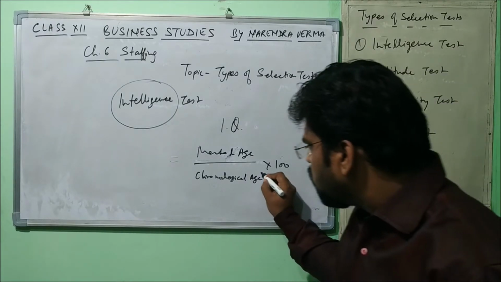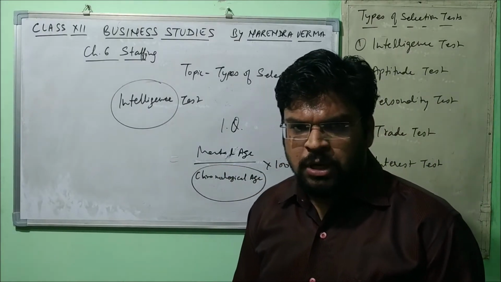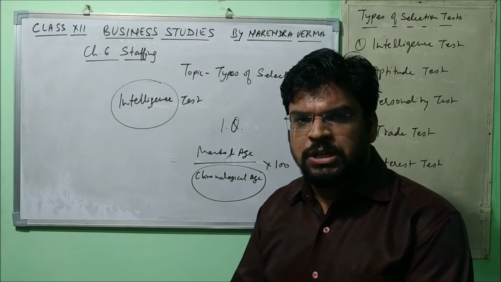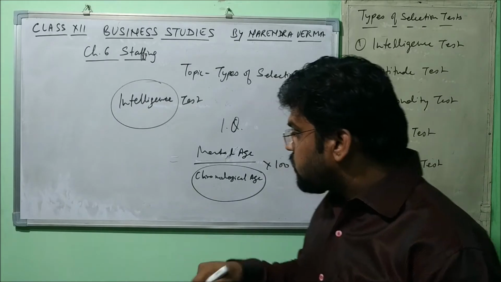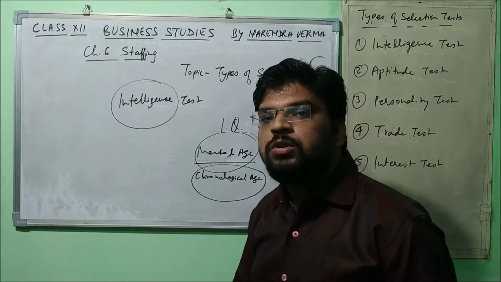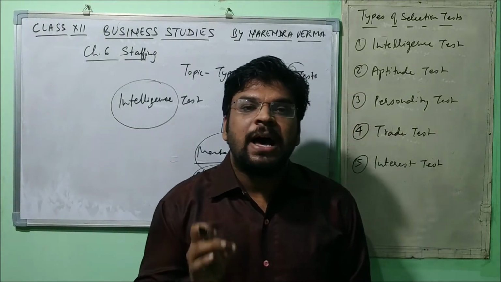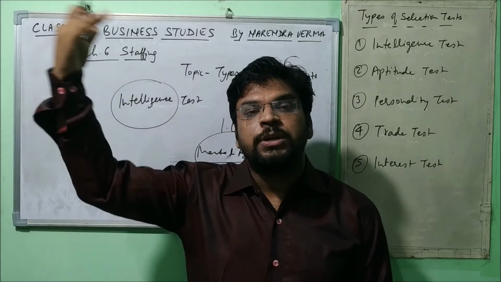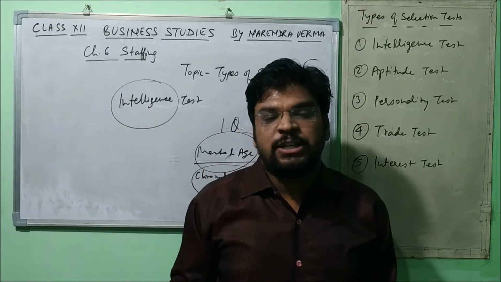Chronological age is very simple. That is the actual age of a person. If you are 15 years old or 30 years old, that is your chronological age. The biggest twist is about mental age. How is it determined? It is determined by asking questions of a particular age. The questions may be numerical problems or other complex problems.